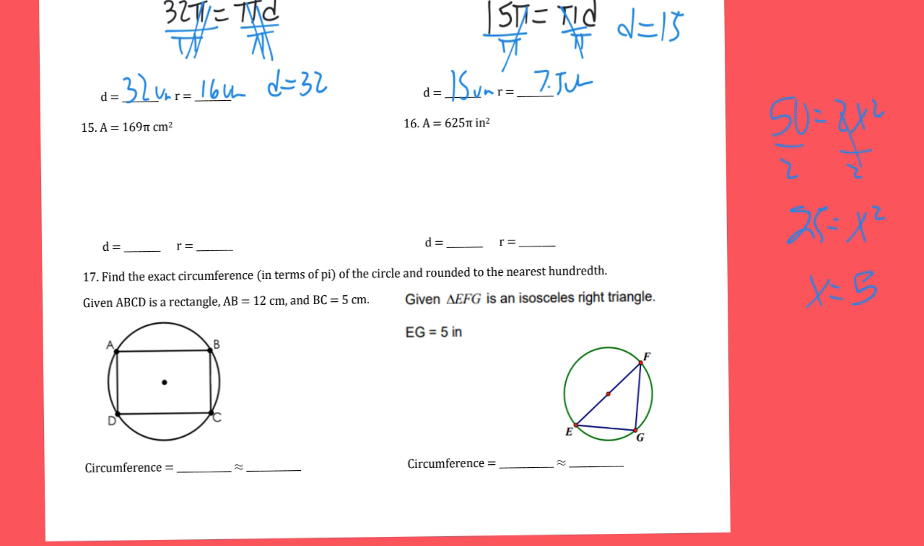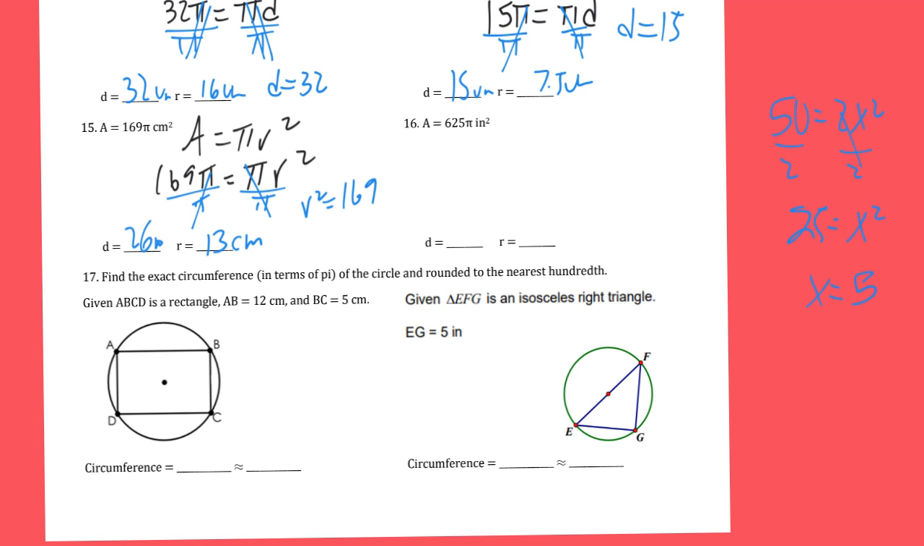Well, here they give us the area. So the area formula is area equals pi times radius squared. We know the area is 169 pi. Divide both sides by pi to get r squared. So r squared equals 169. Square root both sides. R is equal to 13, and that's centimeters. Double it to get to the diameter.